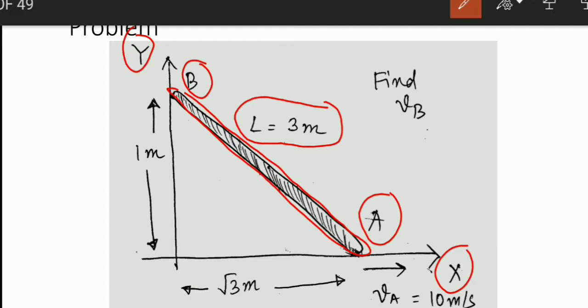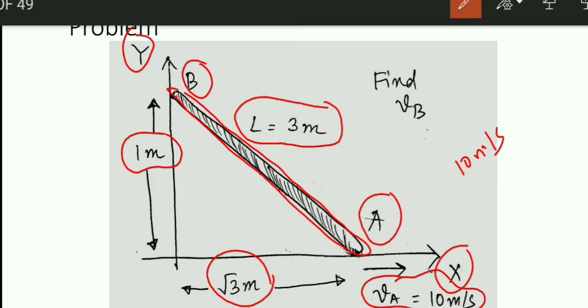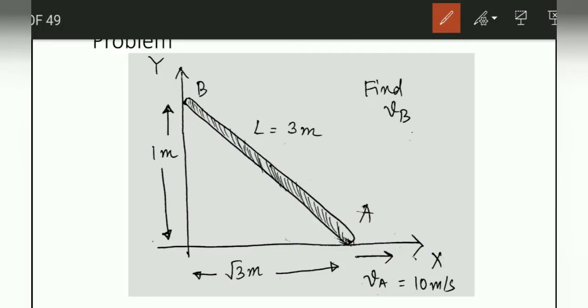At the instant when the distance on the x-axis is √3 meter and the distance on the y-axis is 1 meter, we have been given that the velocity of point A is 10 meter per second. We have to find the velocity of B. Now see, from intuition we can say that if this point A will be moving this side, this point B will also come down. This is from intuition. Now let's understand something.